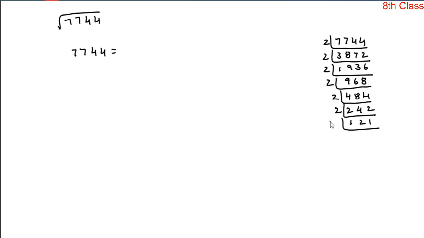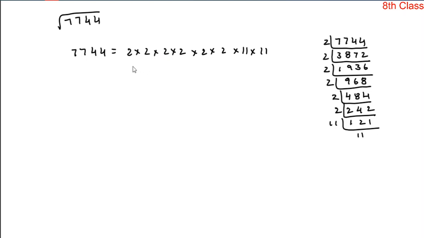And this 121 is equal to 11 into 11. So now what is the prime factorization of 7744? Yes, it is equal to 2 into 2 into 2 into, how many 2's are there? 1, 2, 3, 4, 5, 6. 2 six times, into 11 into 11. So this is the prime factorization of the given number.